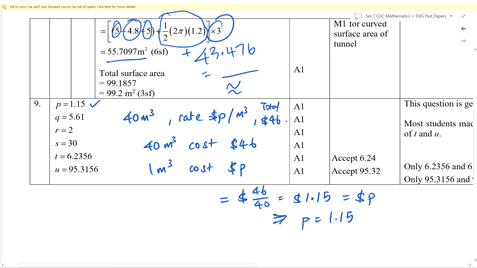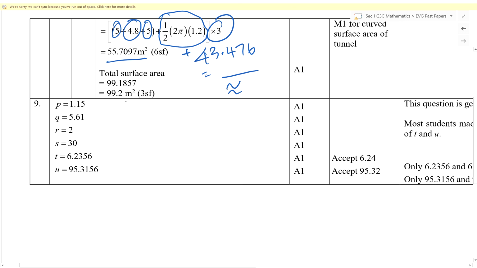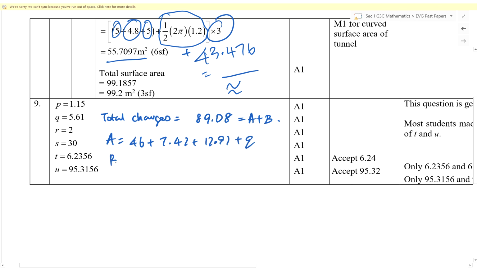Now let's take a look at Q. Q will be the total for the sanitary appliance fees. We obtain the value of Q based on the total charges. Remember, they tell us that total charges equals 89.08. So this is our A plus B. Our water services for A is 46 plus 7.42 plus 12.91 plus Q. For B, we have 13.8 plus 3.34, and all of them added up give us 89.08. So we can find out that Q is simply 5.61. So the first two are done.